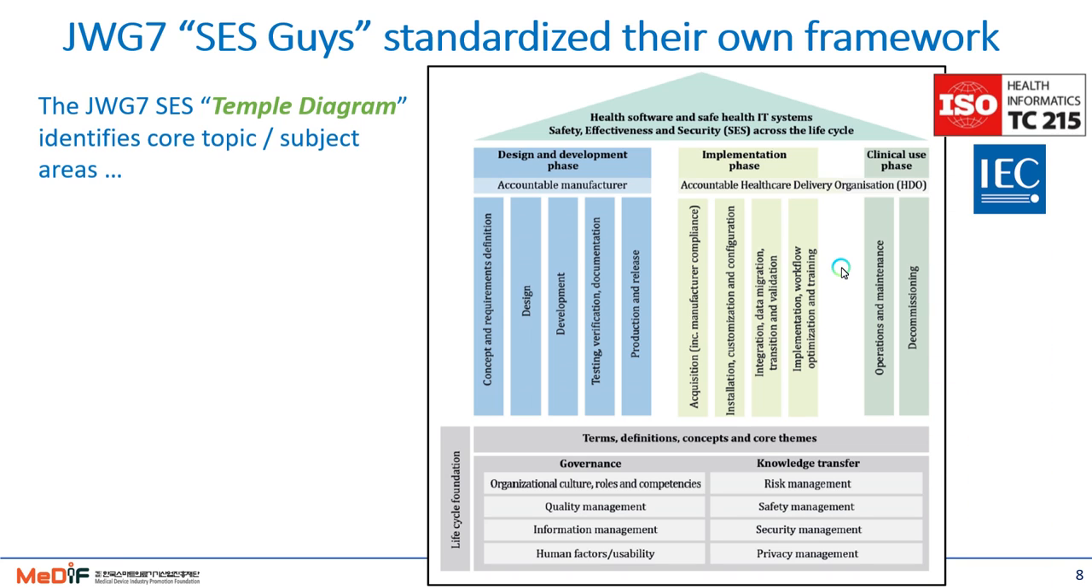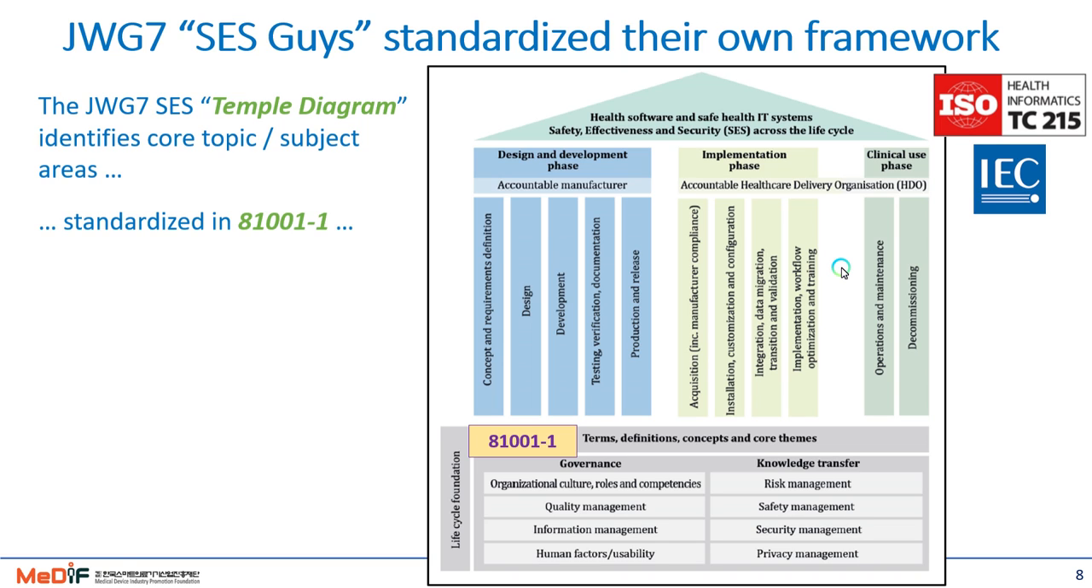By the way, Joint Working Group 7 is between ISO TC215 and IEC SC62A. I hope you remember that. There will be a test at the end of this. Joint work. So that's a good sign, by the way. Joint work. Two SDOs working together.